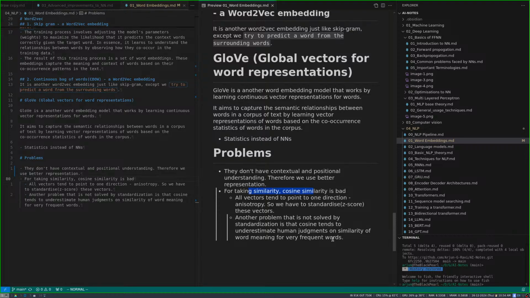For measuring similarity, cosine similarity is bad. All vectors tend to point in one direction, and so we have to standardize these vectors, and the problem is not solved by standardization. Cosine tends to underestimate human judgments of similarity of word meanings for very frequent words.